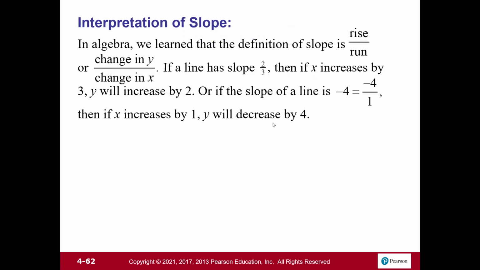Let's take a look at interpreting the slope. Again, slopes can be 0, positive, or negative. We don't have a vertical slope. That just doesn't happen. It's undefined.